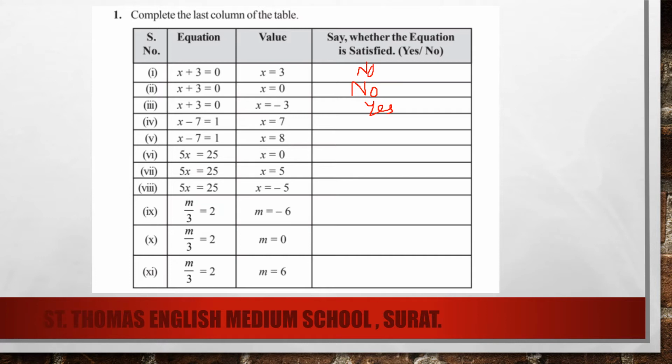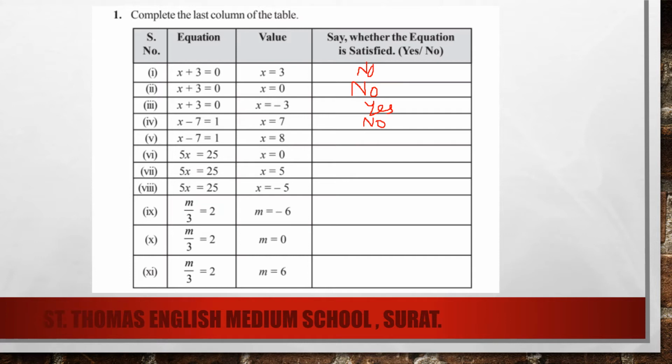The next one, x minus 7 is equal to 1. Value of x is 7. So we will substitute here 7 minus 7. What is 7 minus 7? 0. It is not equal to 1. So again, LHS not equal to RHS. It is not satisfied.